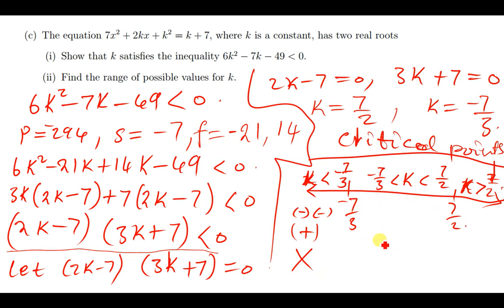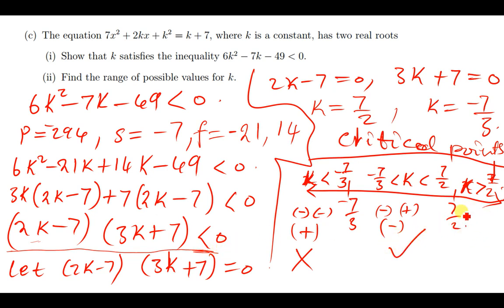We take any number that is between negative 7 over 3 and 7 over 2. I like using 0 because between a positive and a negative number, 0 is always there. So when I get 0, I replace it there. I'm going to have 0 minus 7, which is a negative number. And 0 times 3 is 0, 0 plus 7 will be a positive number. So negative times positive, the answer is negative. Is a negative number less than 0? The answer is yes. So this region qualifies.